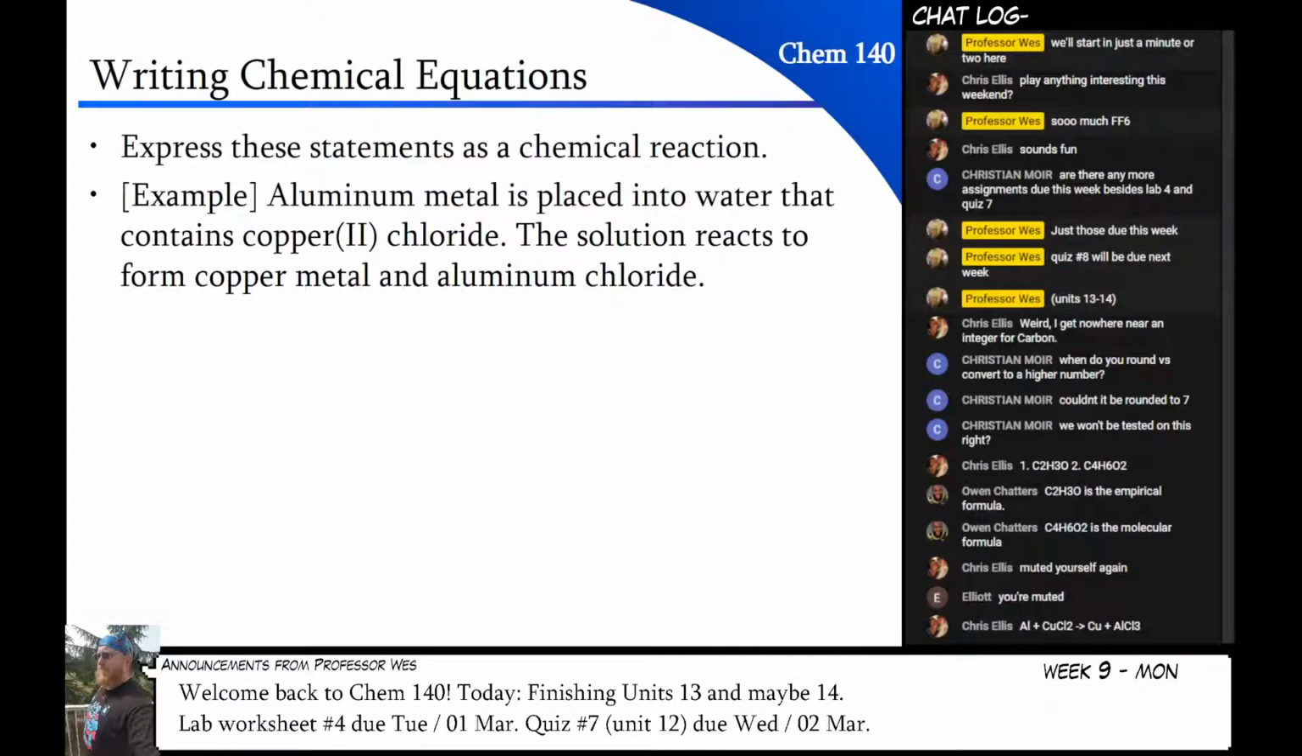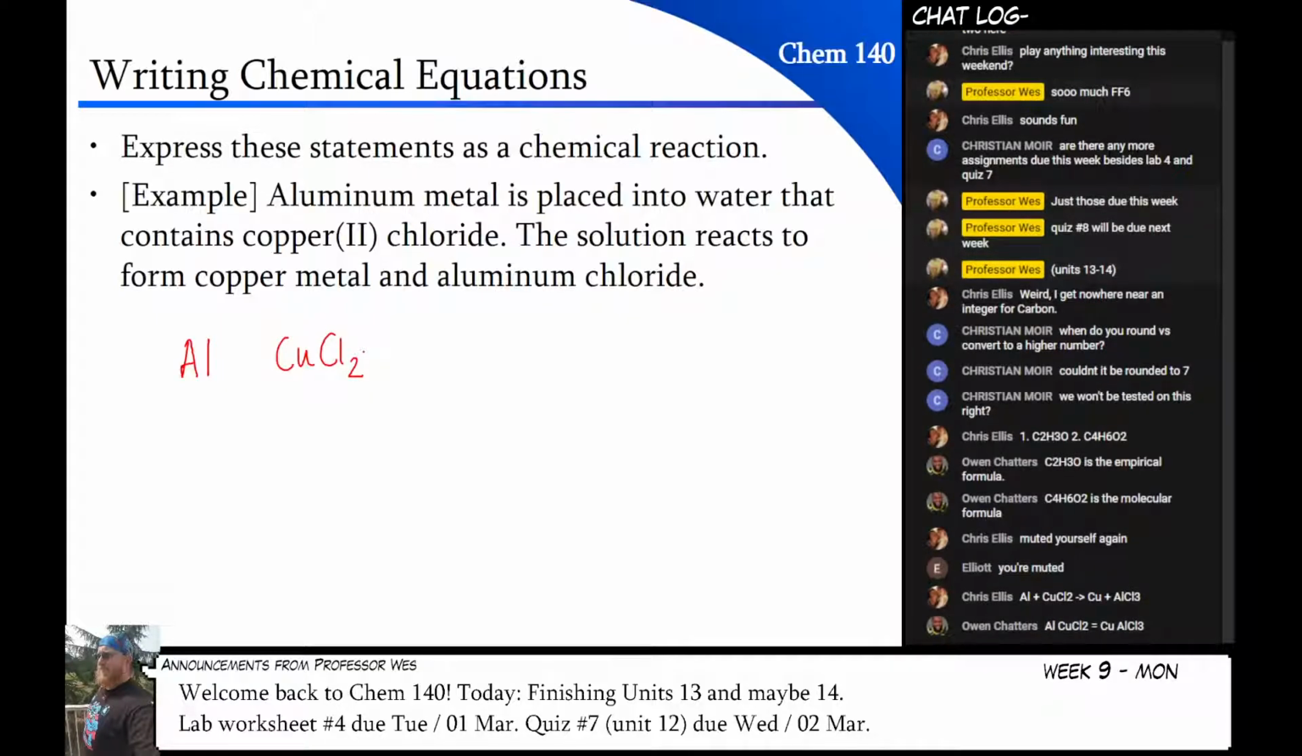All right, let's go over the result here. If I can get the pen to register. There we go. Okay, so we've got aluminum metal and copper 2 chloride. And those are mixing together, and the solution reacts to make copper metal and aluminum chloride.